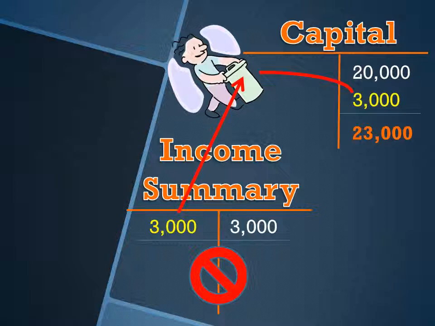Of course, if we had more income than expenses, we would be having a debit balance in the income summary account, and to close it, we would make a right-sided or credit entry, and then our offsetting entry would be a debit entry to capital, which would have the effect of reducing the capital. But I'm just showing you a net income here as an example.